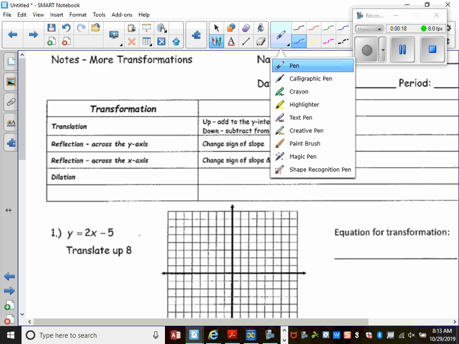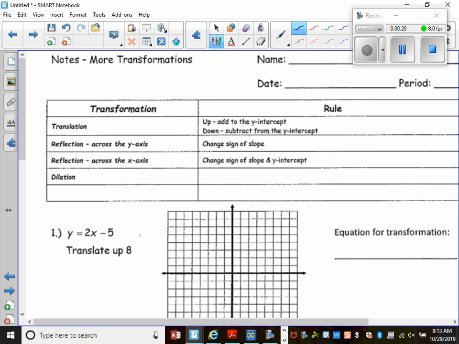So if I ask you to do a particular transformation, for instance, if I say reflect this line over the x-axis, which is this one right here, you would need to know that I'm asking you to change the sign of the slope. So you will need to know the rules for these transformations. Right, these are the transformations that you'll need to know.